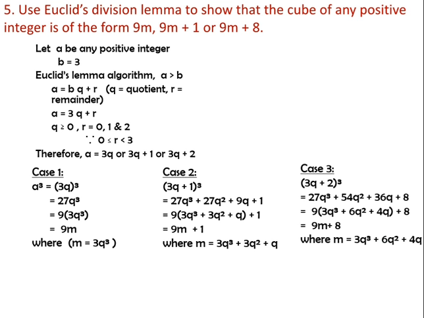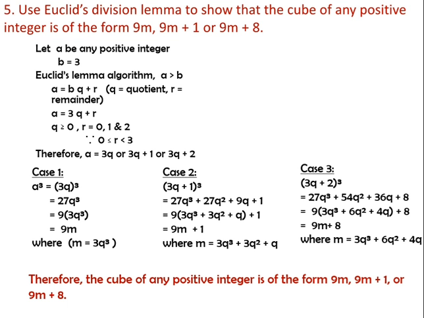So we substitute the values of a and find the cube. From that, the results we got are 9m, 9m plus 1, 9m plus 8. Therefore, the cube of any positive integer is of the form 9m, 9m plus 1 or 9m plus 8. Hence we proved.